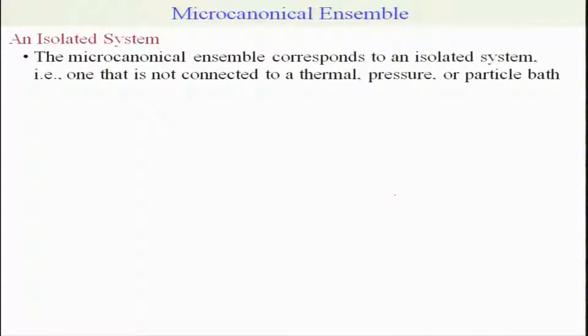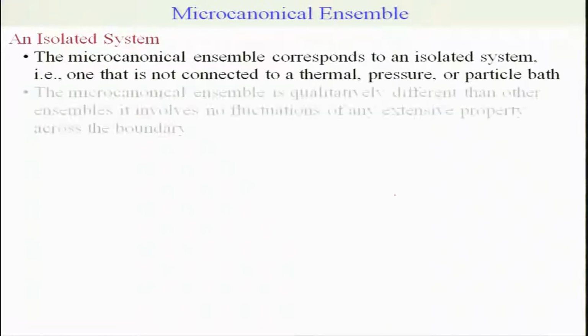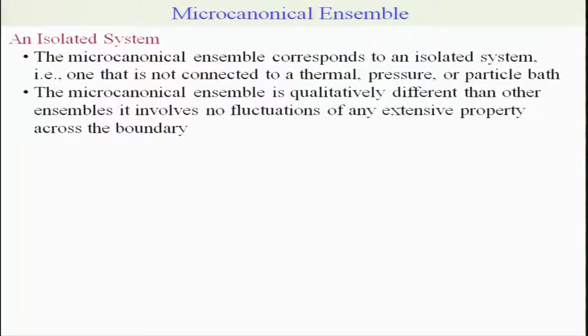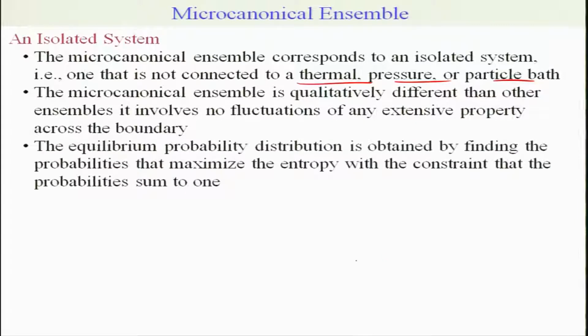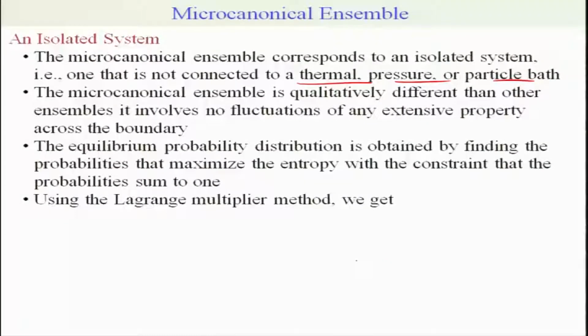So, the microcanonical ensemble is nothing but an isolated ensemble, because energy is fixed. Okay. And the important thing is it is not connected to any thermal, pressure or particle bath. So, the microcanonical ensemble is qualitatively different from other ensembles, because it involves no fluctuation of any extensive property across the boundary. So, the equilibrium distribution is obtained by finding the probability that maximizes the entropy with the constraint that the probabilities sum to 1. That is something which we have already done in the last lecture.